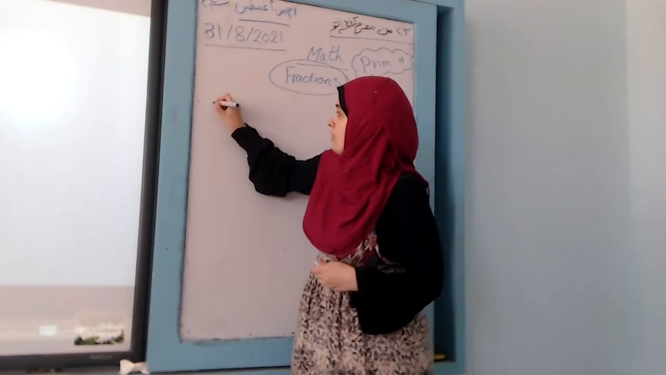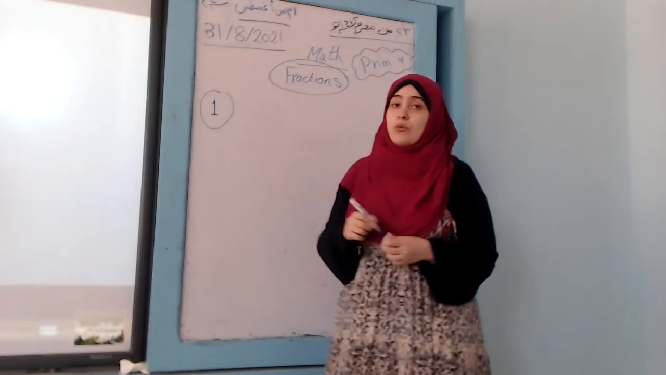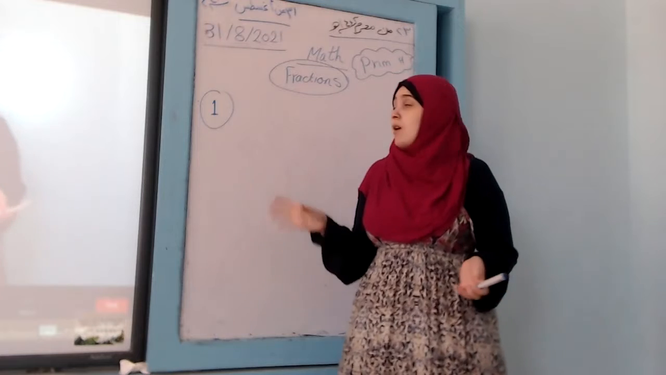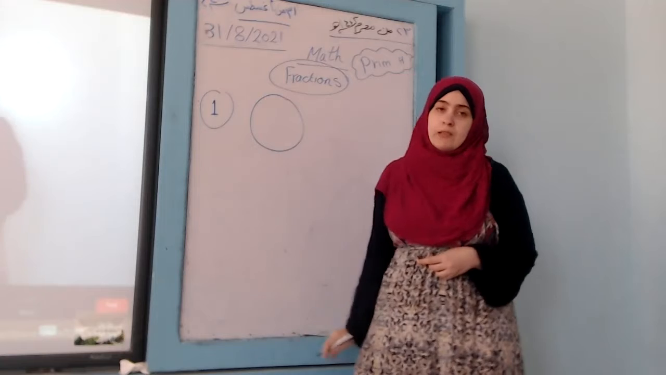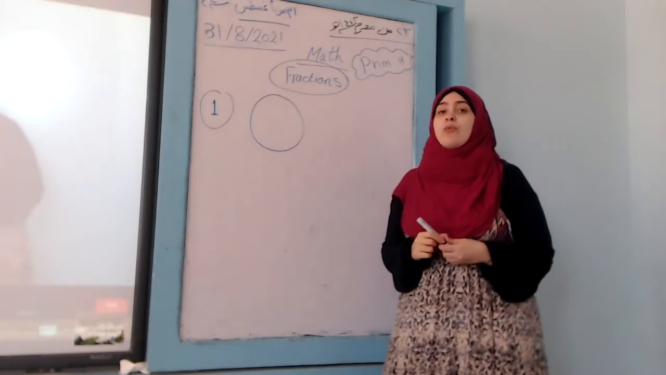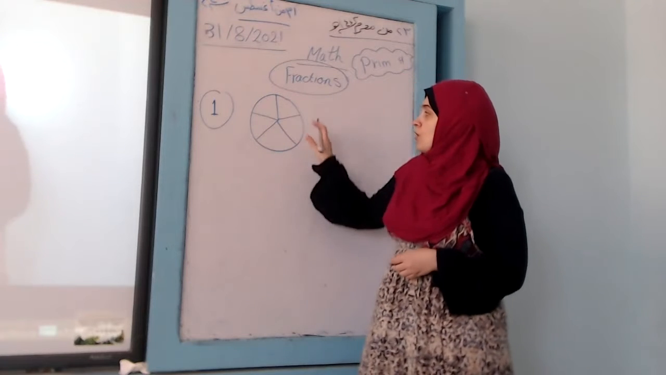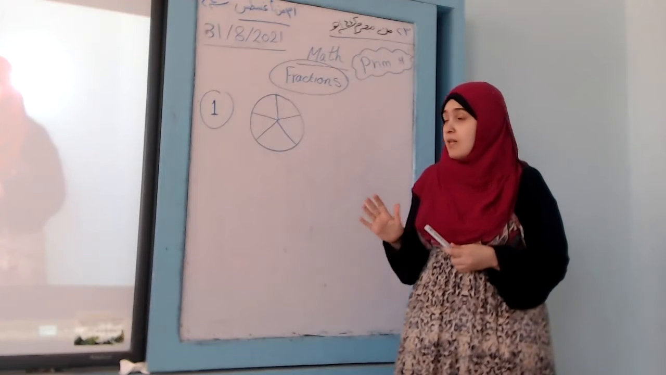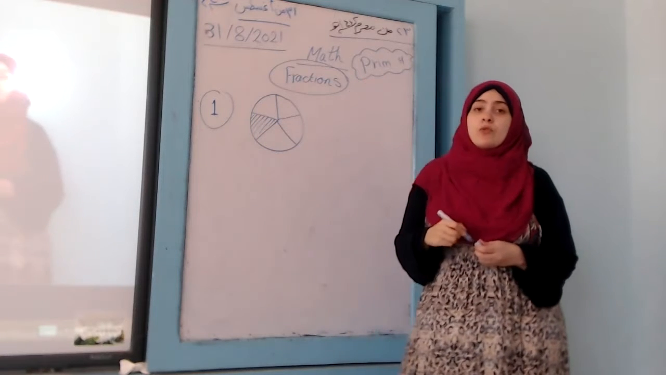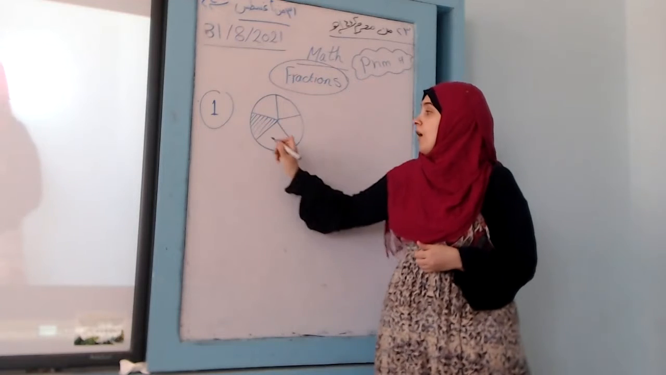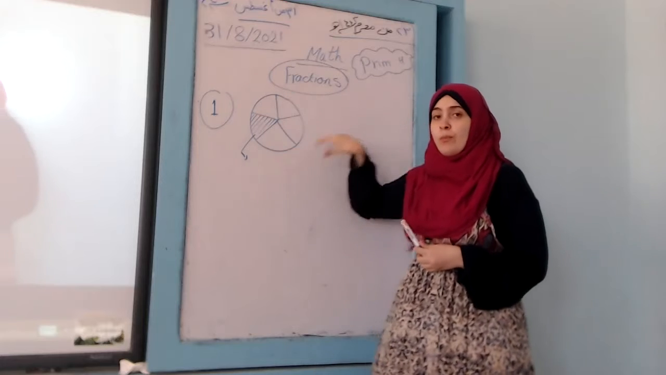If I write here 1, it is a whole number. But if I want to share this one with other persons, I will write a fraction. How? If I draw one circle and divide it into 5 parts: 1, 2, 3, 4, 5. So I have 5 parts. That's all the parts. If I shade one part and want to represent it, I will use a fraction to represent a part from the whole.